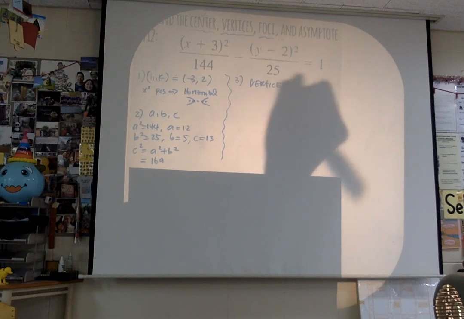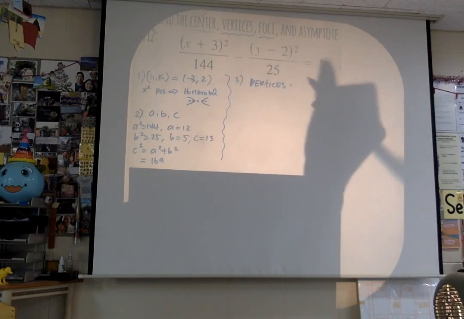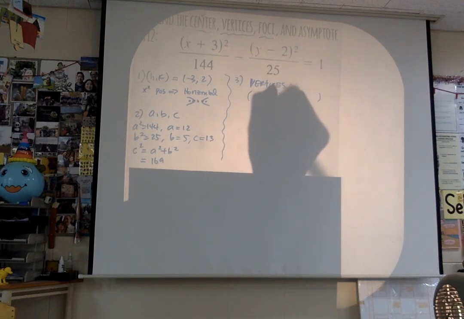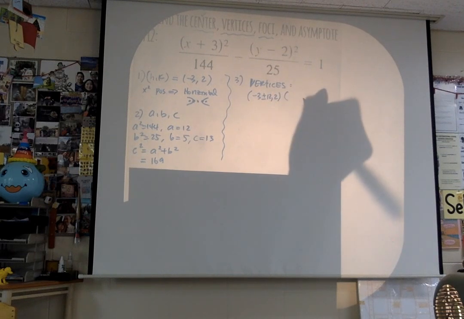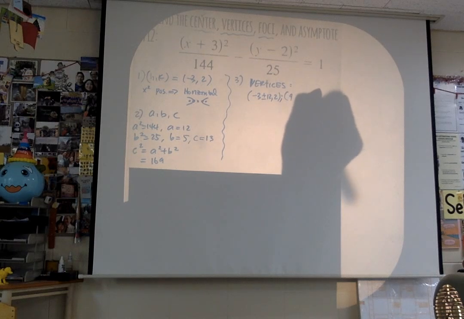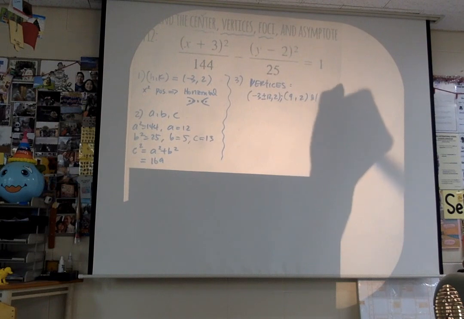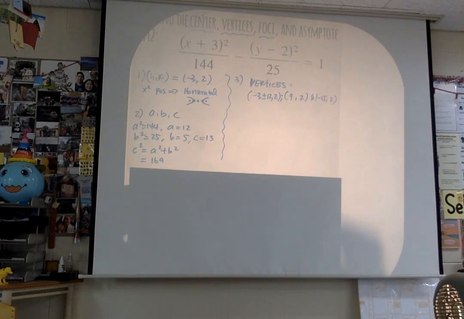Now the vertices in a horizontal hyperbola, what's it going to do? You should have two values, so you should have got that already. It's going to be -3 plus or minus 12, and then the y-coordinate doesn't change. Therefore, it's going to be 9, 2 is what I got first, and -15, 2.